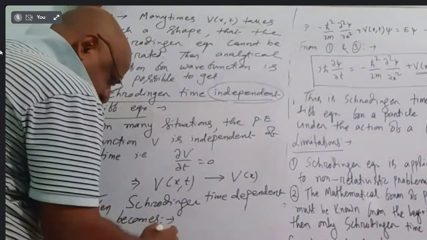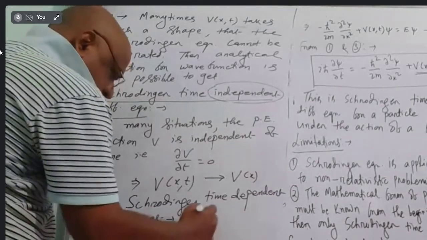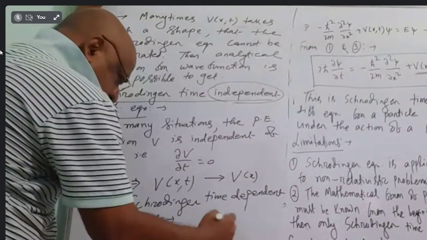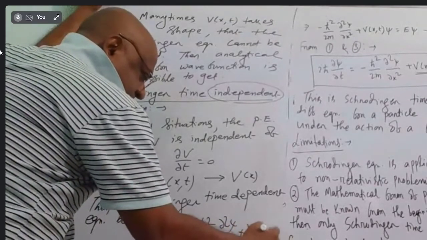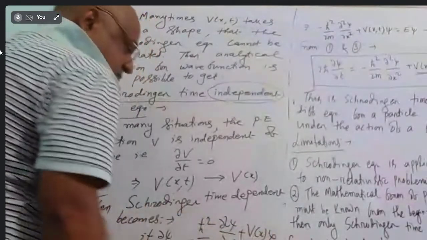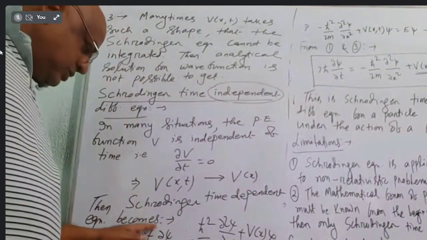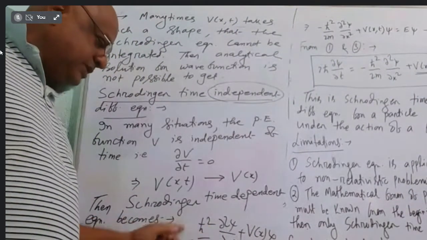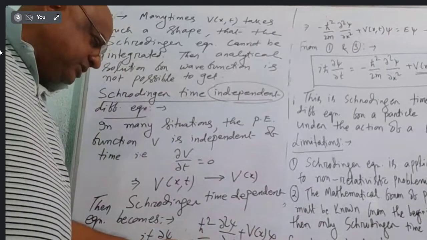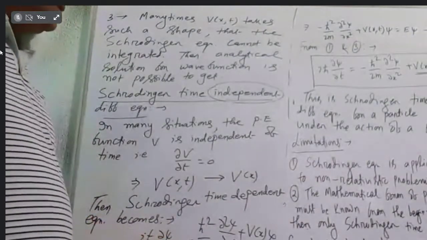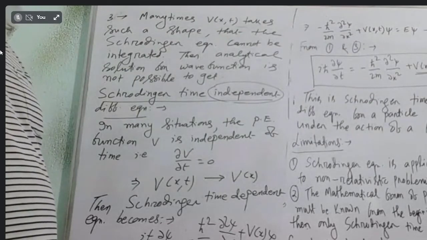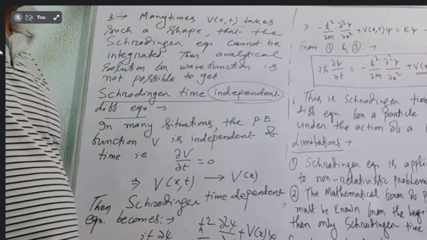i h-cross del psi by del t minus h-cross square by 2m del square psi by del x square plus V(x) psi. In place of V it is V(x) only, not t. So you can mark here the coefficient is i h-cross, here the coefficient is minus h-cross square by 2m. These two coefficients are constant. And the third coefficient is V(x), which is a function of x only, not a function of t. In this case, you can use the separation of variable method to separate out the space part and time part of the solution.